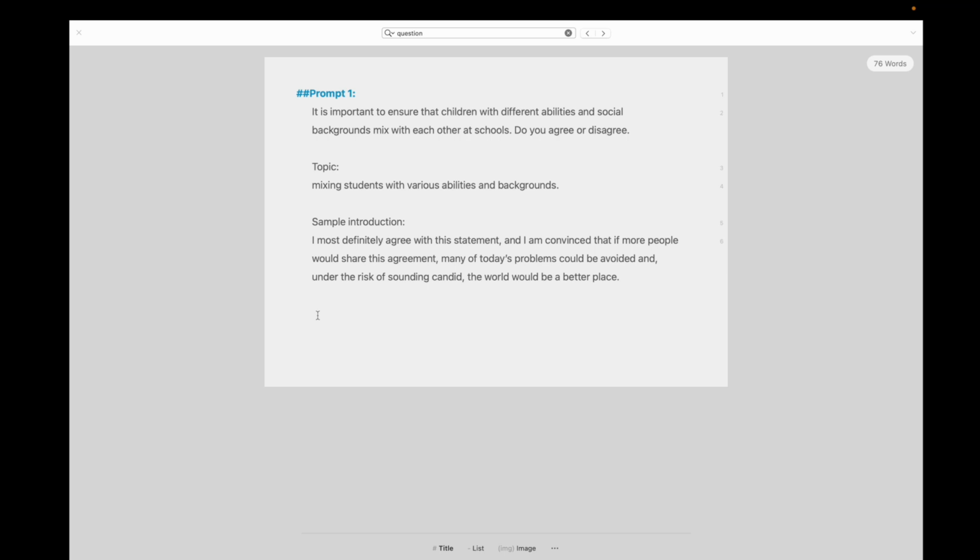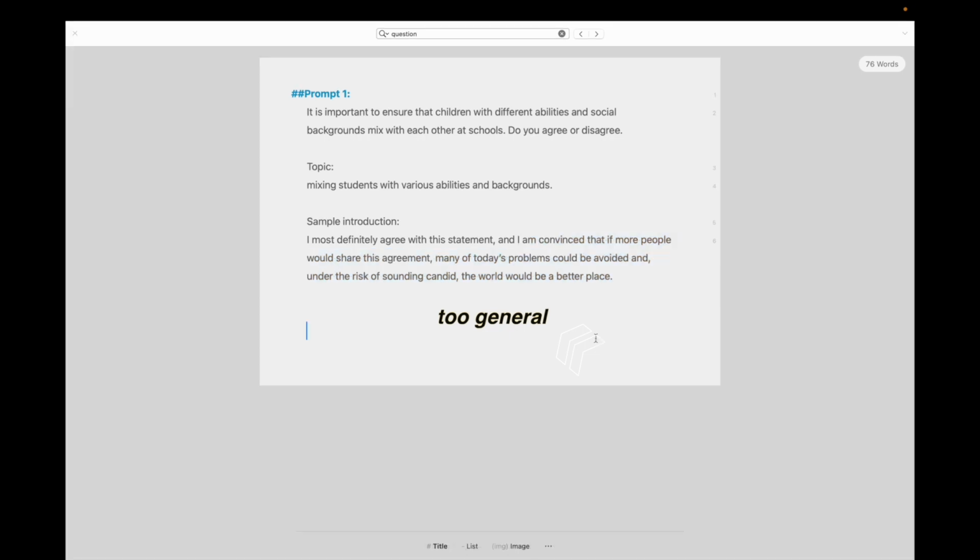First, although the student indicates that he or she agrees with this statement, we don't know what statement he or she agrees with. And the rest of the paragraph is pretty long, but the student doesn't even touch upon the topic of the prompt, which is about mixing students with different abilities and social backgrounds at school. So all in all, one word: too general. Sorry, it's 2 words, right? So this kind of introduction is something that the British Council doesn't want to see.